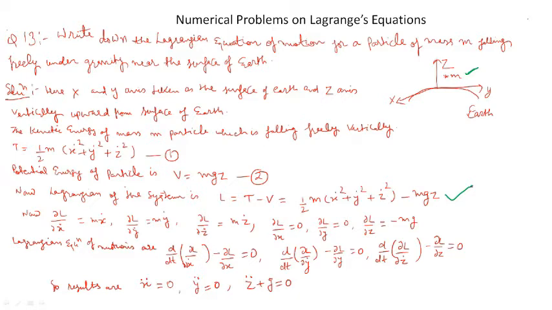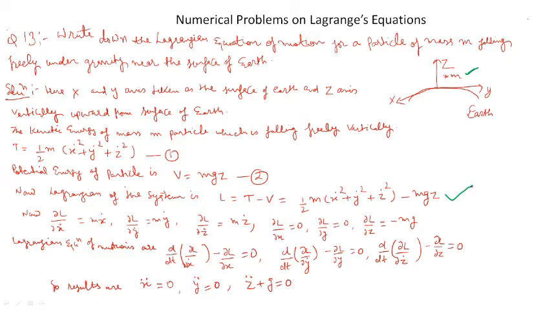Because there are three Cartesian coordinates, there will be three Lagrangian equations of motion, and those will be of the form d over dt of del L over del x dot minus del L over del x equals 0, d over dt of del L over del y dot minus del L over del y equals 0, and d over dt of del L over del z dot minus del L over del z equals 0.